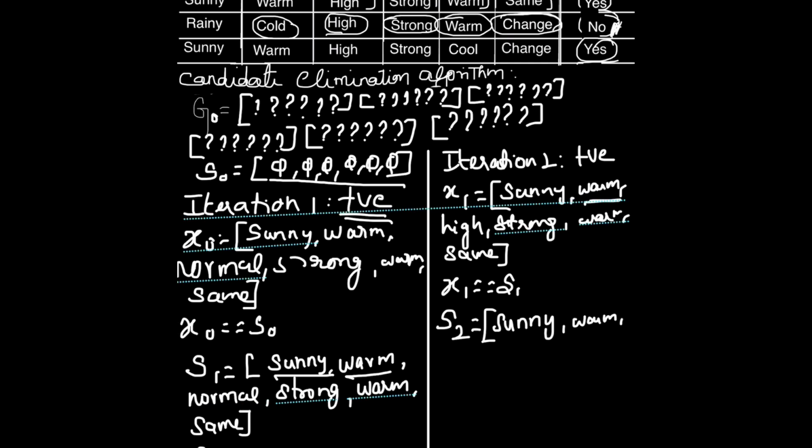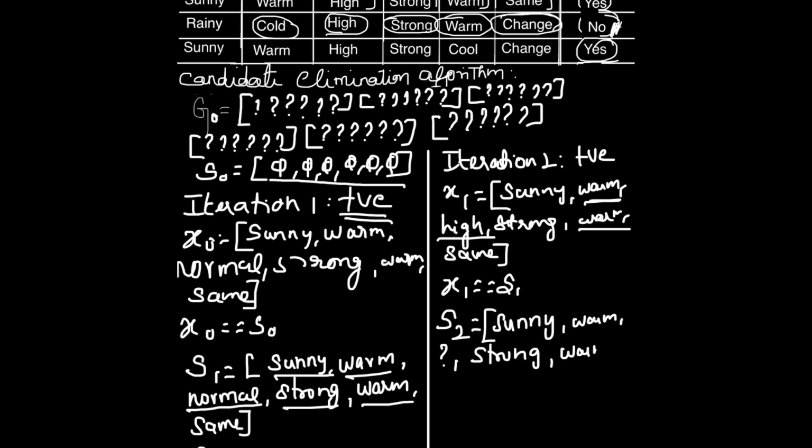And next we have normal in S1 and high in X1. It is changing. So if it changes, as we did in Find-S algorithm, we have to replace it with a question mark because it is a don't care value. And in X1 it is strong and in S1 the attribute value is strong. Since both are the same, we'll be retaining the value. And in X1 the next value is warm and the next attribute value in S1 is also warm, so we'll be retaining the same value. And S1's last attribute value is same and X1 is also having the value same. Since both are the same, we'll be retaining the same here.